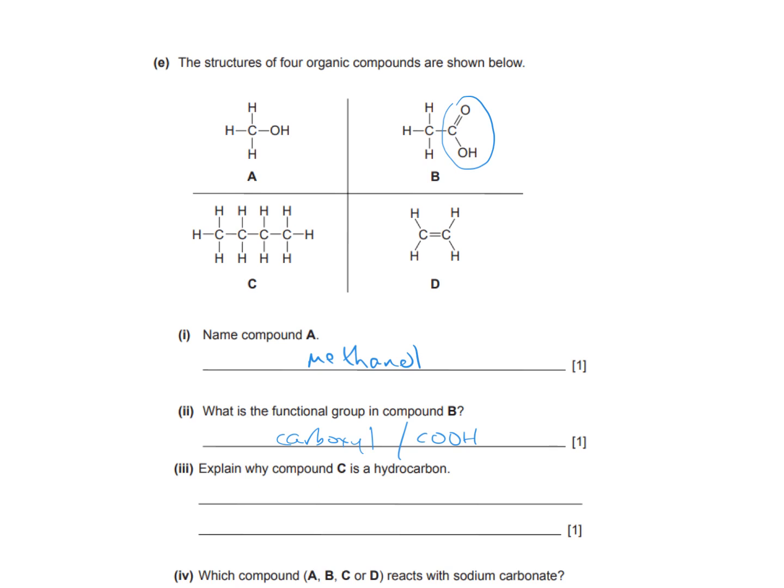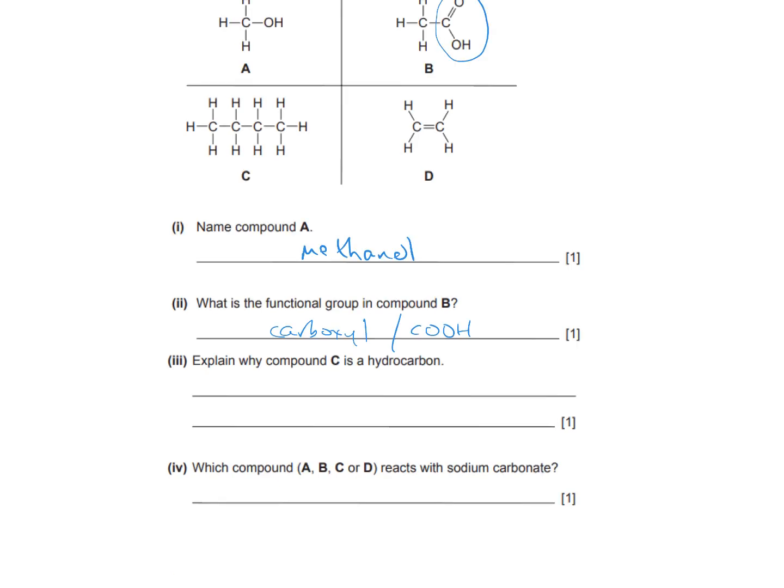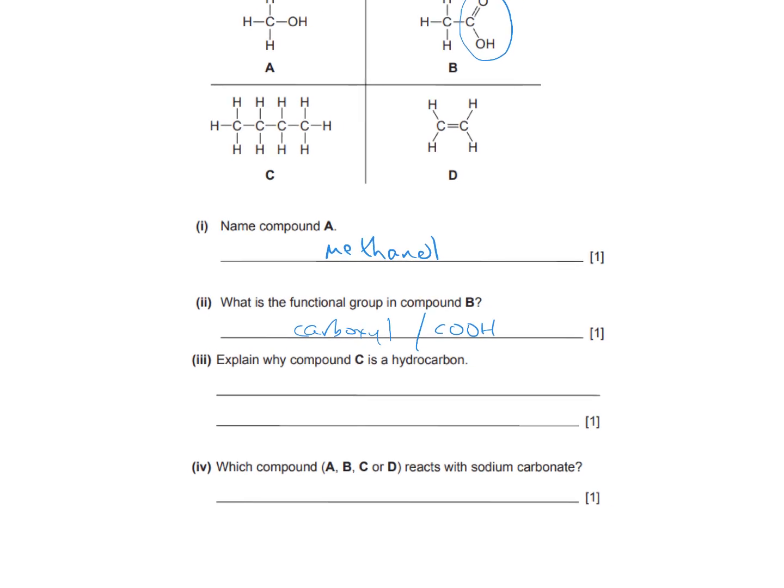Compound C is a hydrocarbon. Again, I'm not going to write that in, we've done it before. That's a compound or molecule containing hydrogen and carbon only. And part 4, which compound reacts with sodium carbonate? Well, sodium carbonate, any carbonate, reacts with acids, and B is the only acid here. It's ethanoic acid.